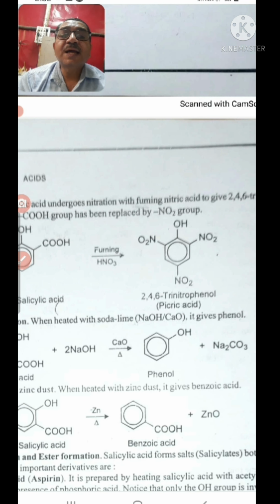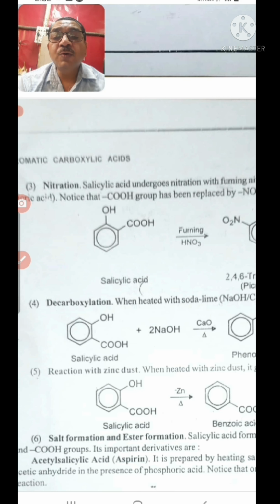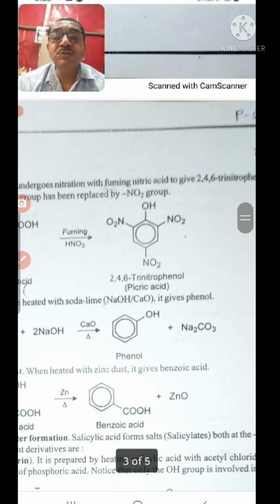2,4,6 trinitrophenol can also be called picric acid. There is another reaction, the decarboxylation reaction, when salicylic acid is treated with soda lime, that is a combination of NaOH and calcium oxide. So it gives phenol plus Na2CO3.